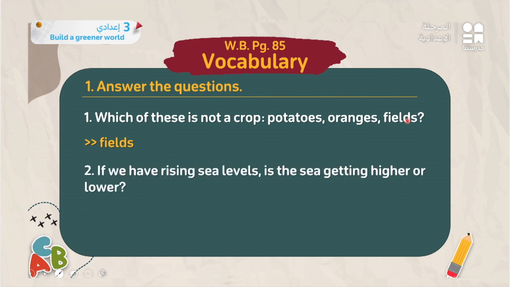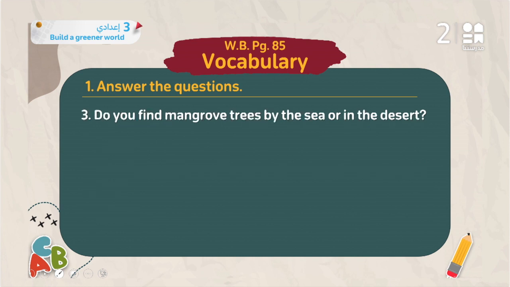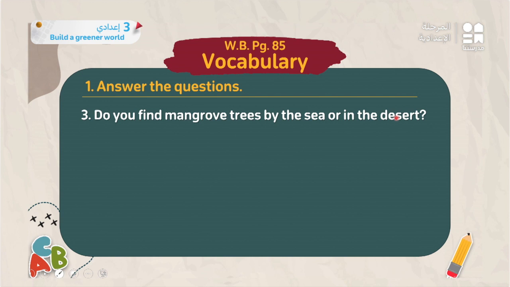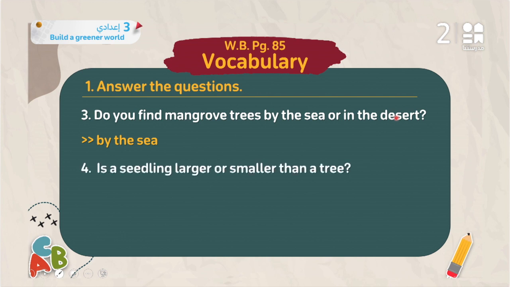If we have rising sea levels, this means that the sea is getting higher or lower. Rising means the sea is getting higher. Number 3, do you find mangrove trees by the sea or in the desert? We learned from the passage that it's by the sea. They plant them along the sea coasts. Number 4, is a seedling larger or smaller than a tree? We said seedling means young plant, so of course it is smaller than a tree.